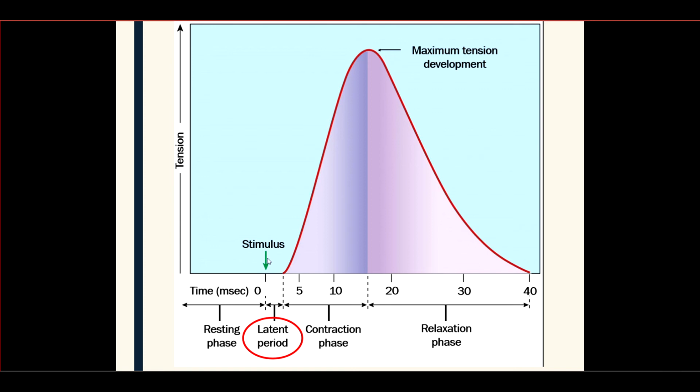So notice when we stimulate the muscle fiber, there's a period of maybe 3 to 4 milliseconds where there's no tension being generated. It's kind of like just a flat line right here. This period is known as the latent period. When I was in school, we learned it as the lag phase, LAG, and it's just a period of time between the stimulation and when we start to generate tension.